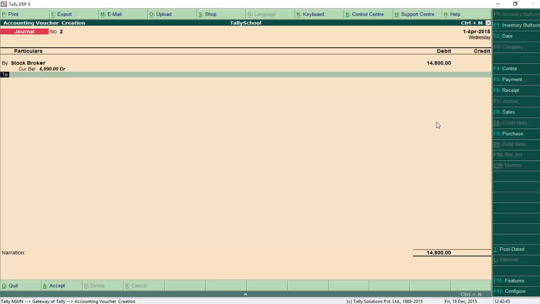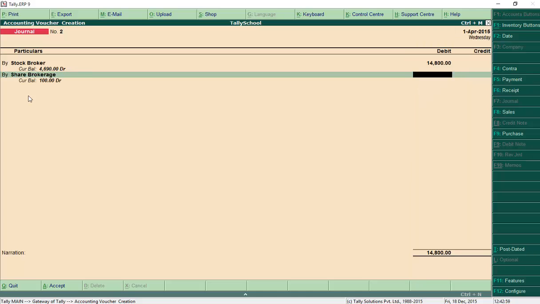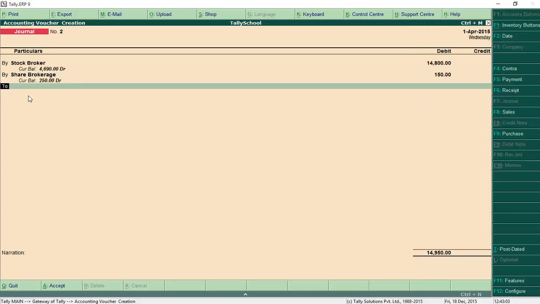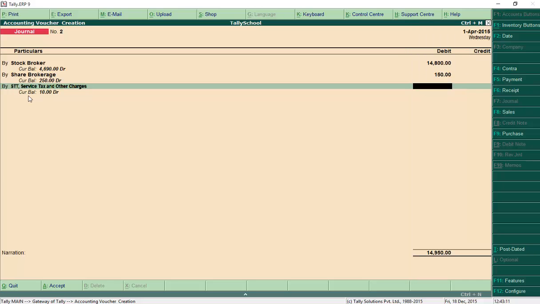Now again, Tally automatically puts "To" after "By" the two symbol. So what we have to do is just press BY, that is buy, and we will select share brokerage, which is 150, and again we will type B and Y, and we will select now STT, service tax and other charges, and it will be 50 rupees.